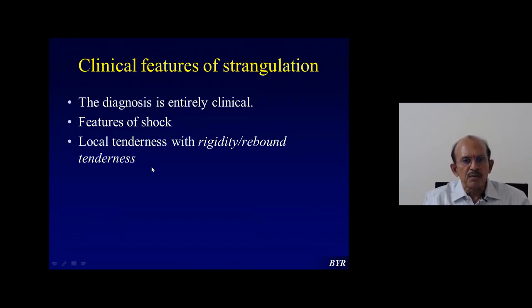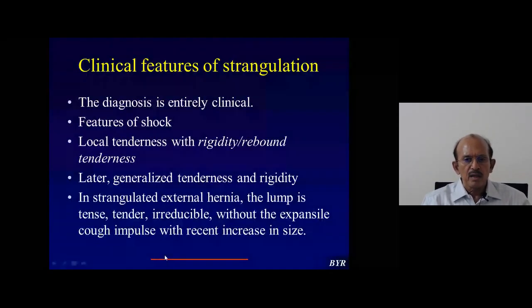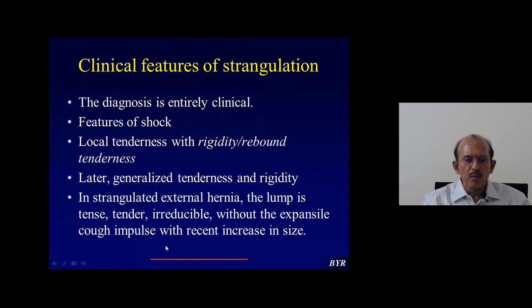Why local peritonitis in intestinal obstruction? Because of translocation of bacteria. Why is there translocation of bacteria? Because there is devitalized bowel. In strangulation, there is not only the translocation of the bacteria, but there is also oozing of blood from the gangrenous bowel. Later, there will be generalized tenderness and rigidity. In strangulated external hernia, the lump is tense, tender, irreducible, without the expansile impulse on coughing, with recent increase in size.